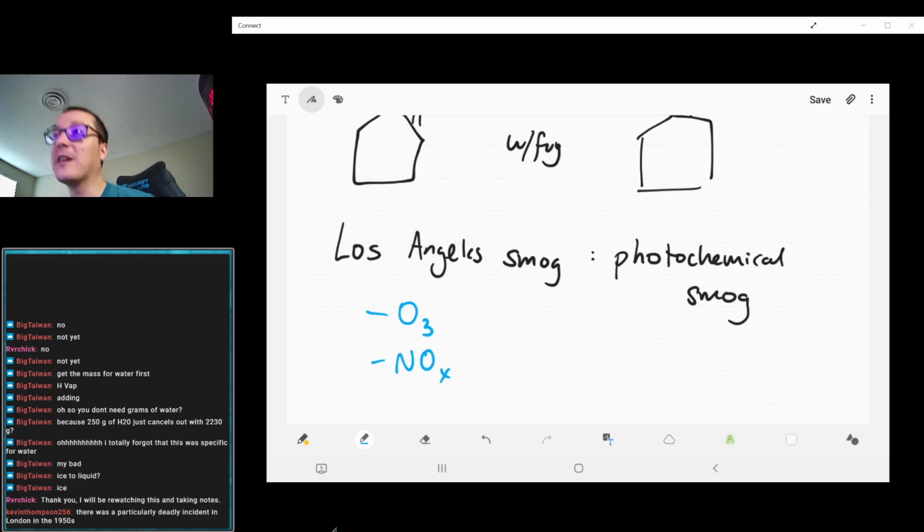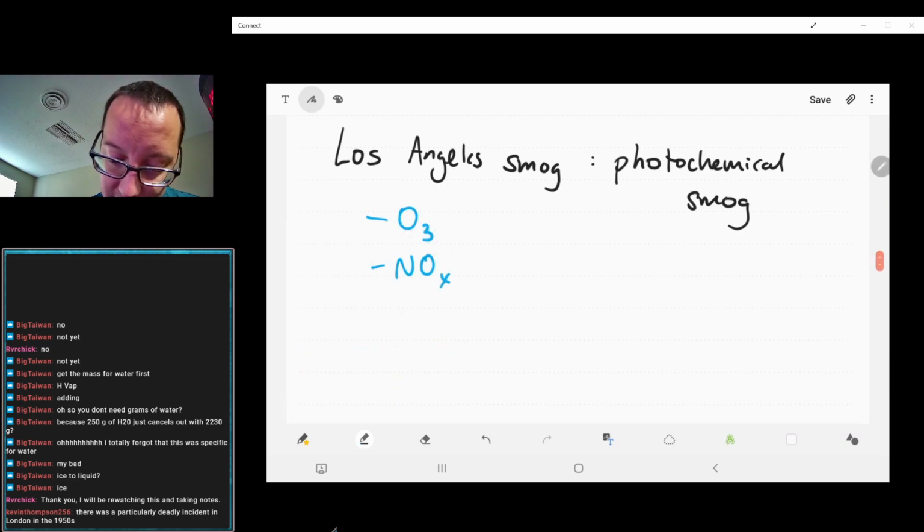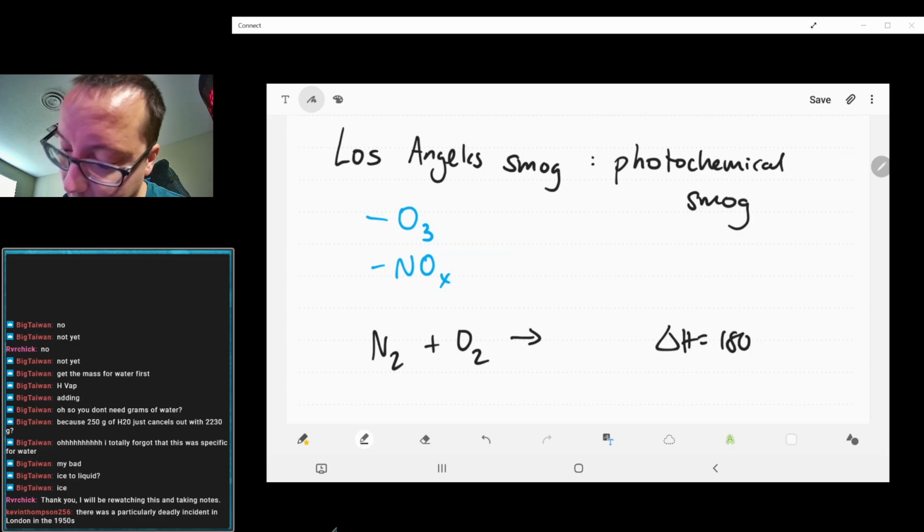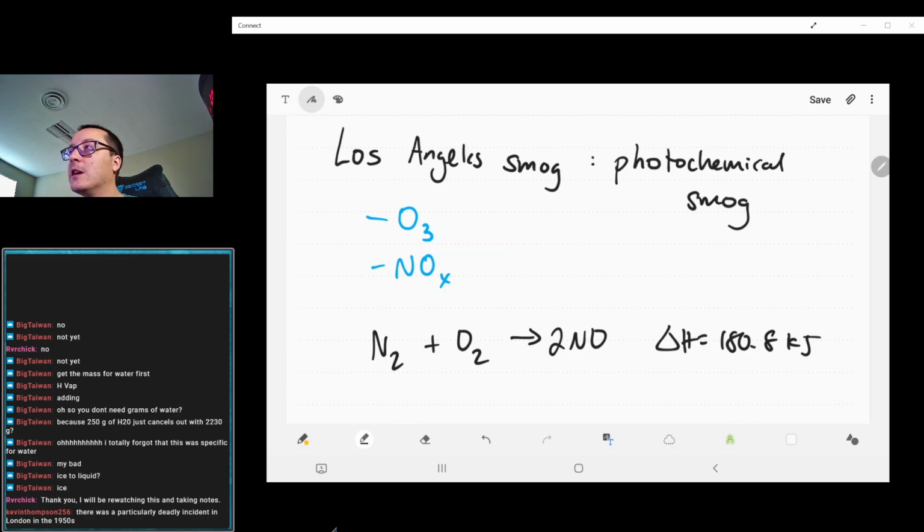This kind of smog is chemical smog. So it's caused by light-based reactions. So as we know, Los Angeles is a very sunny place, not very foggy. And we're going to have various reactions taking place. A big one, I have the delta H for it here, is 180.8 kilojoules. Let's say that's going to make nitric oxide. Pretty endothermic process, right? As we can see here, pretty high delta H value.